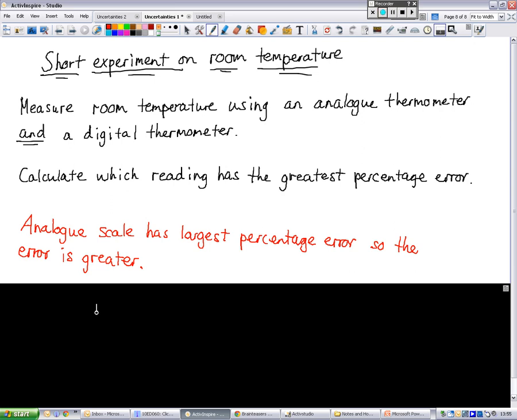So percentage errors: it's really just taking the error, dividing it by the value, multiplying by 100, and also knowing the difference between absolute and percentage errors. Absolute errors is a number, percentage errors is plus or minus a percentage.